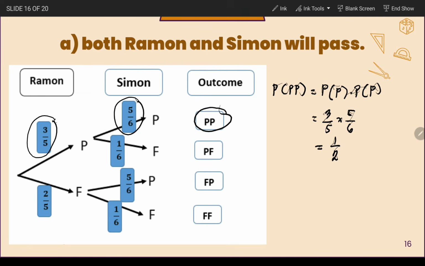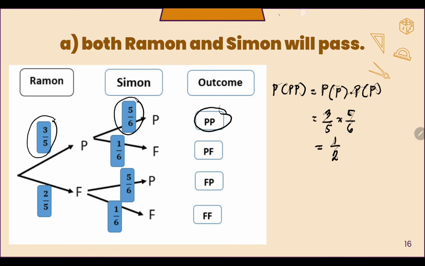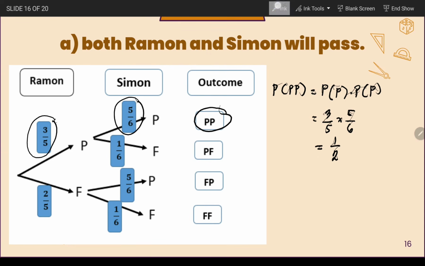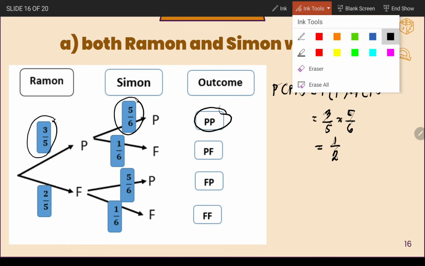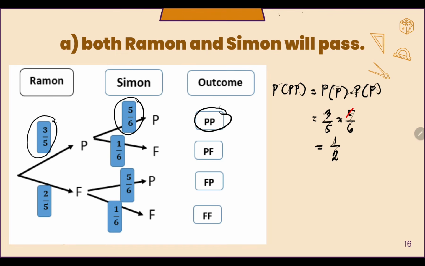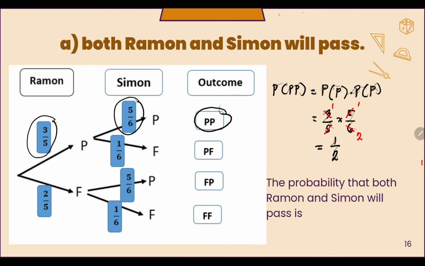Again, how did we get that? We have 5 divided by 5 is 1, and then you have 3 and 6 that may be divided by 3, so 3 divided by 3 is 1, and 6 divided by 3 is 2, coming up with the answer 1/2. So finalizing that, we can say that the probability that both Ramon and Simon will pass is 1/2. That is 50%. All right?